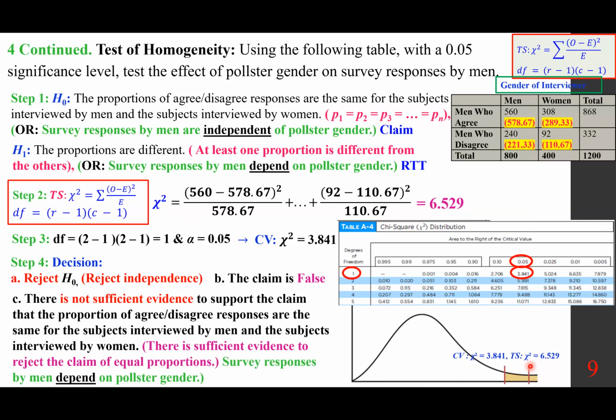There are various ways of rewriting it. I want to go over that. There is not sufficient evidence to support the claim that the proportion of agree-disagree responses are the same for the subjects interviewed by men and the subjects interviewed by women. That's one way to write it. There is sufficient evidence to reject the claim of equal proportion. I wanted to write that because I've seen various ways of writing, so you want to be exposed to that. Finally, a different way of saying the same thing. Survey responses by men depend on pollster gender.